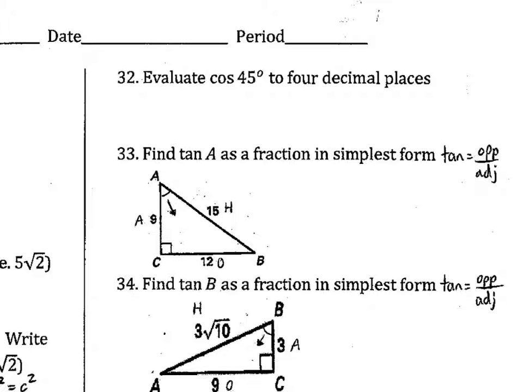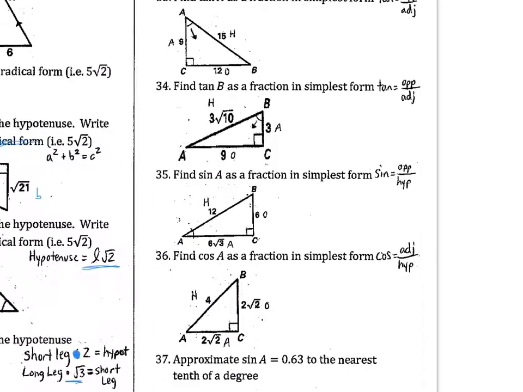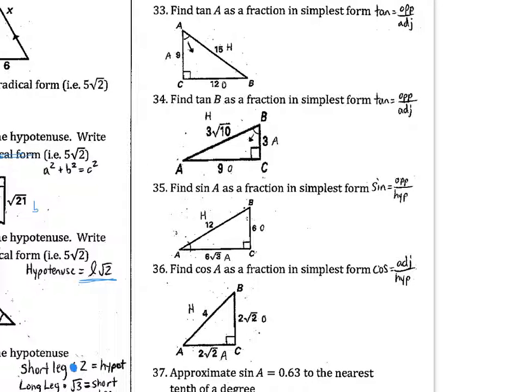Now, on the next handful of problems, 33, 34, 35, 36, we've already put on what you're going to need for each one of these problems, okay? And we've gone ahead and labeled O, A, and H on all of these. So use these labelings and what has been given to you to find what is being looked for. They just want you to put a fraction in simplest form, so reduce it.